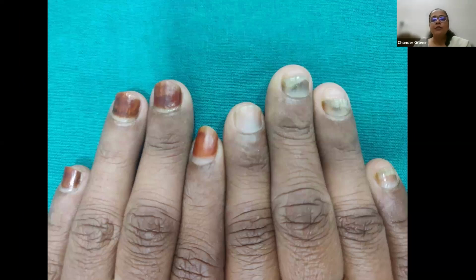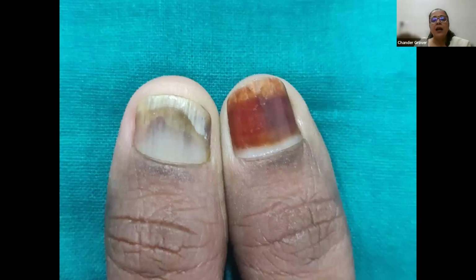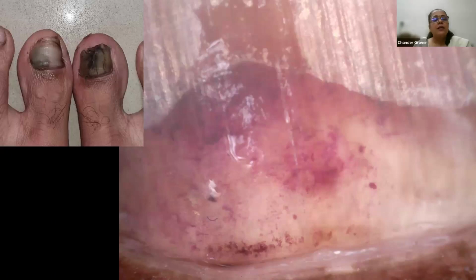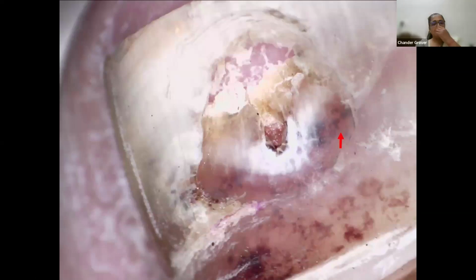Then this onycholysis. Again, onycholysis is the complaint of the patient. The nail is separating. On onychoscopy, what do you see? You see a regular edge, but you're seeing a whole lot of pigmentation. That was lichen planus. This one, again, presenting with onycholysis, so much of blood and a regular edge. This is traumatic onycholysis.